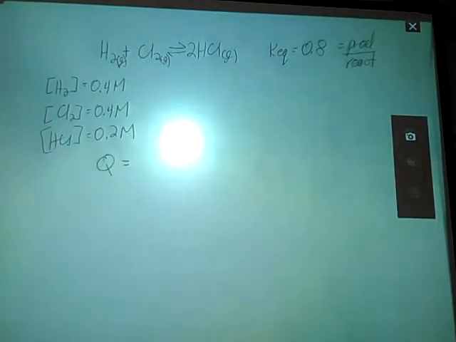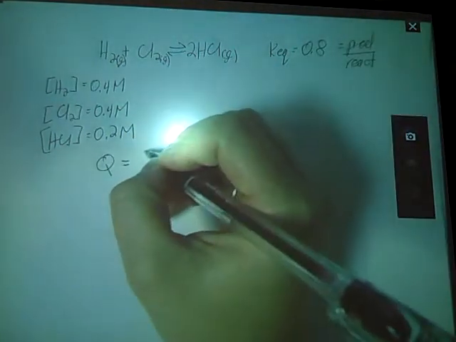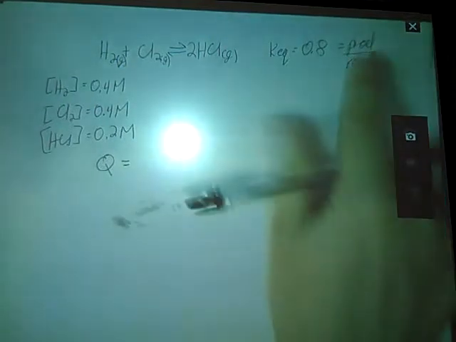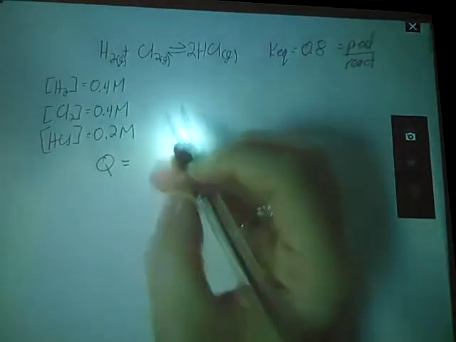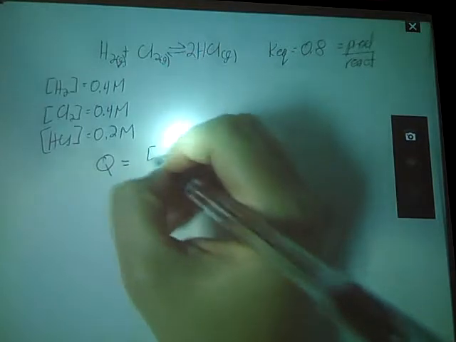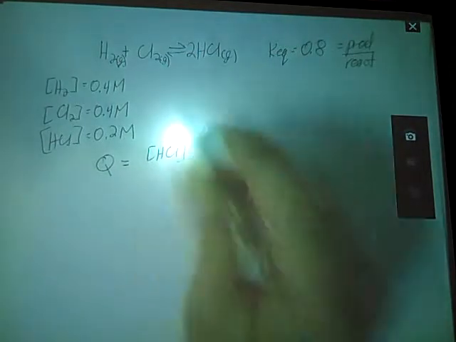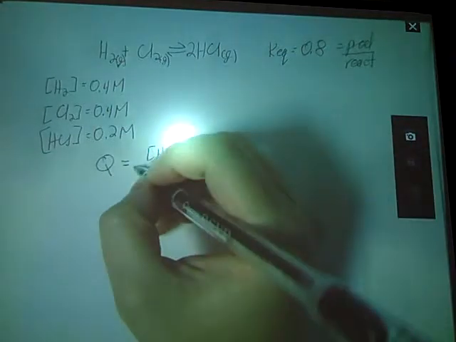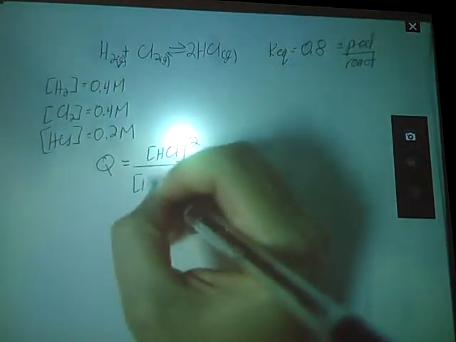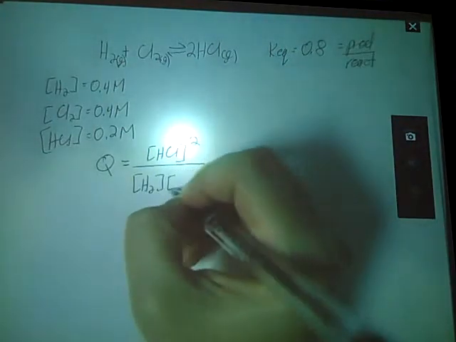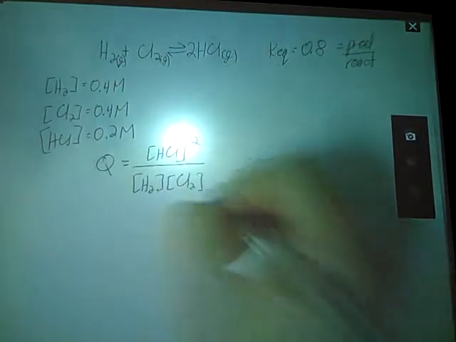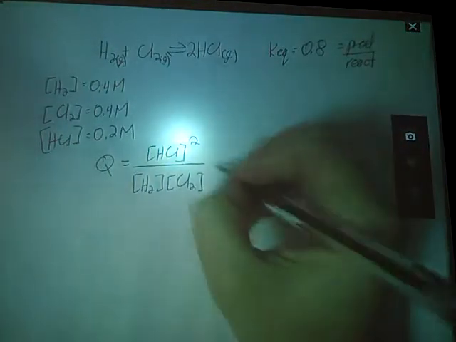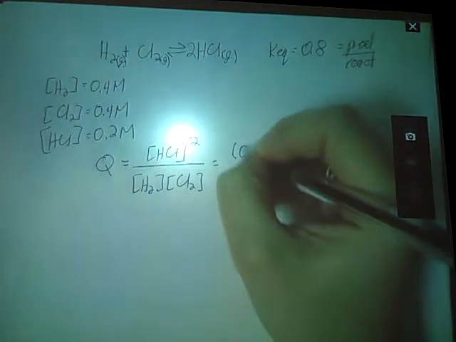So Q, because I don't know if I'm at equilibrium, my Q expression is going to be products over reactants, just like my K. The product is HCl. That 2 in front becomes my exponent on the top. We have our 2 reactants multiplied, no adding here. Let's plug in our numbers and see what kind of value we get.